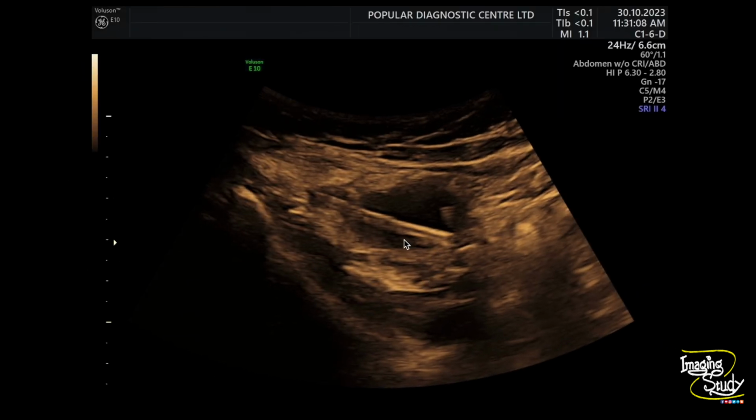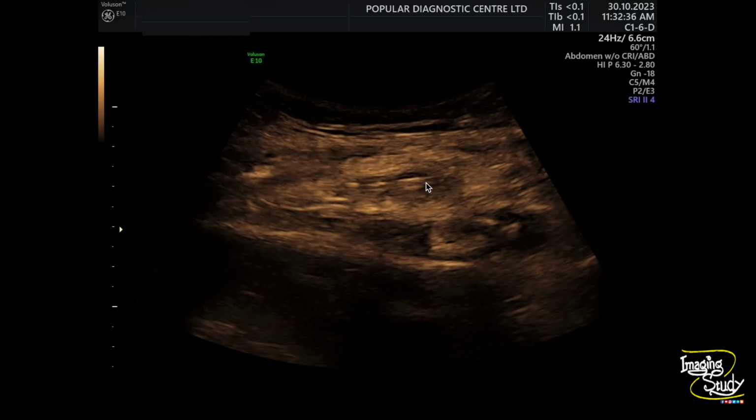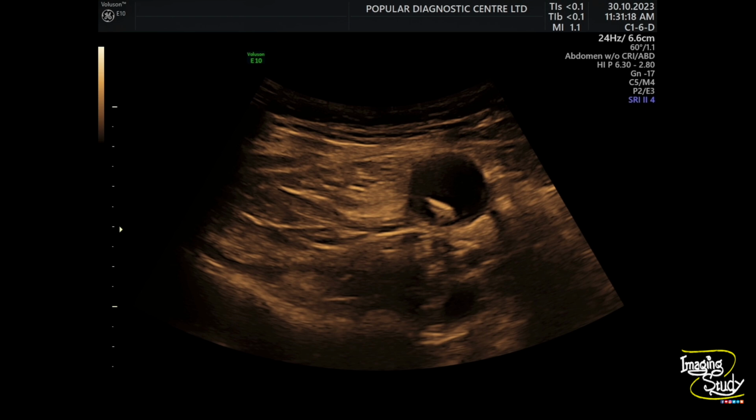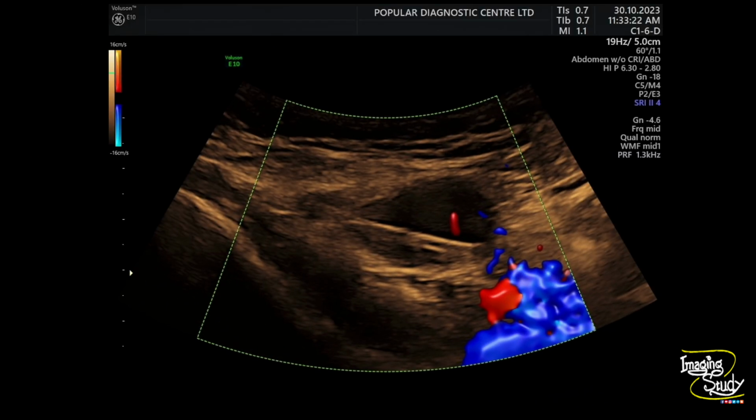Here's a still picture. You can see the echogenic copper T on curvilinear transducer. Surrounding collection is also seen. This is the horizontal part of the copper T. This is the transverse section of the copper T. We put color Doppler to exclude any adjacent vascular abnormality. There is no acute inflammatory change right now.